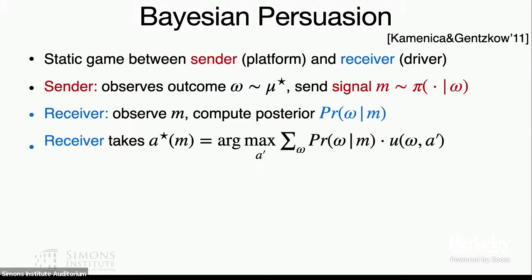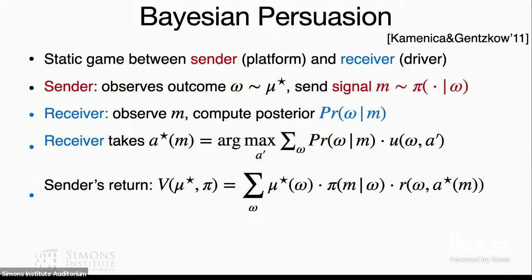Then the receiver will be rational in the sense that it will choose the action which maximizes the posterior expected utility. Here, U is the utility of the receiver, and this expectation is equal to the posterior expected value of the utility function if action A prime is taken. Then the receiver will choose the action which maximizes this quantity.